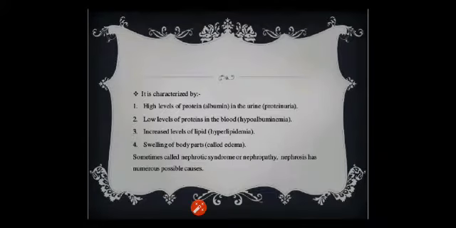How is it characterized? It is characterized by high levels of protein in the urine. Next, low levels of protein in the blood. Next, increased levels of lipids, because of the reduced metabolic rate.